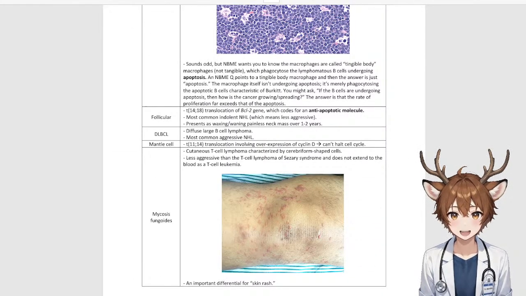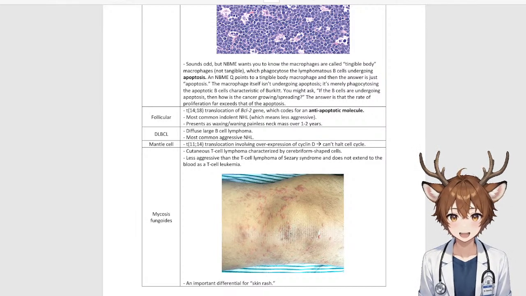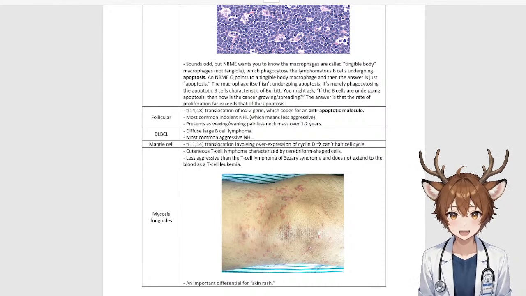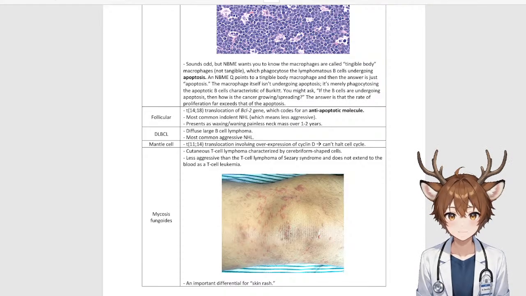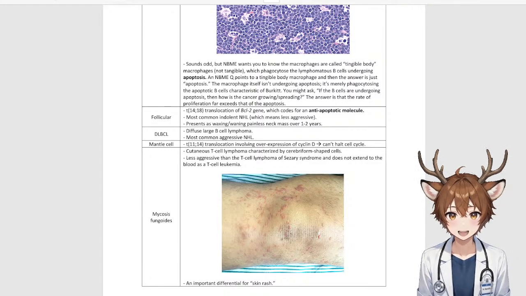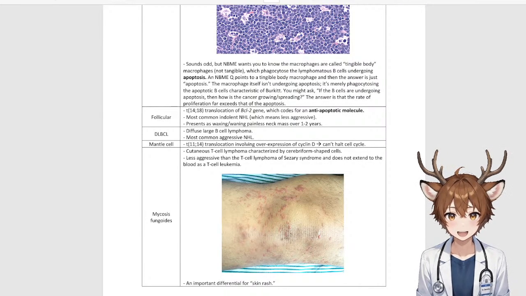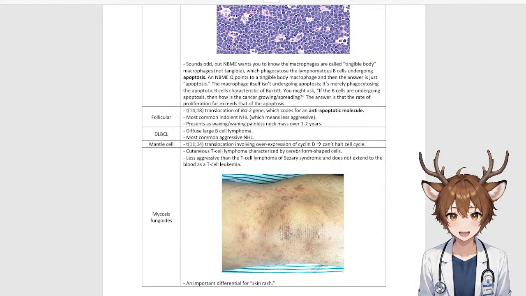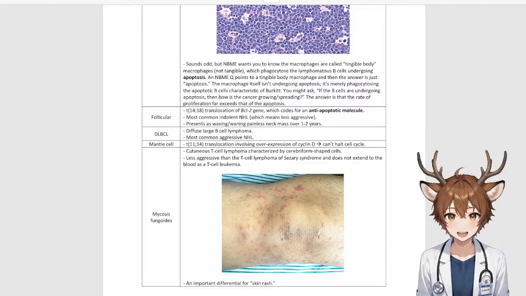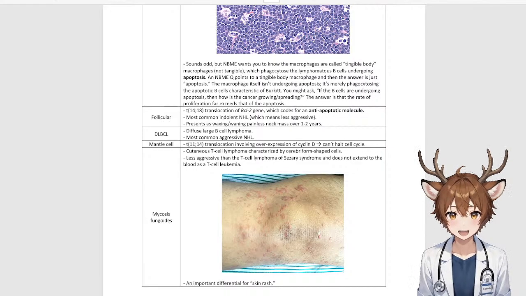Follicular. T14;18 translocation of the BCL2 gene, which codes for the anti-apoptotic molecule. Most common indolent NHL, which means less aggressive. Presents as a waxing and waning painless neck mass over 1 to 2 years. DLBCL, diffuse large B-cell lymphoma, most common aggressive NHL. Mantle cell, this is a T11;14 translocation involving overexpression of cyclin D, can't halt the cell cycle.